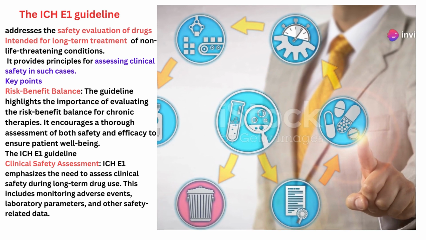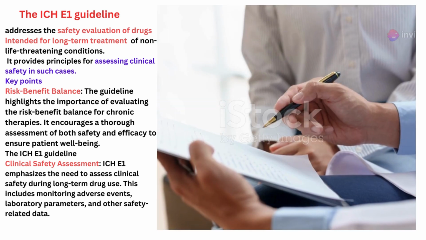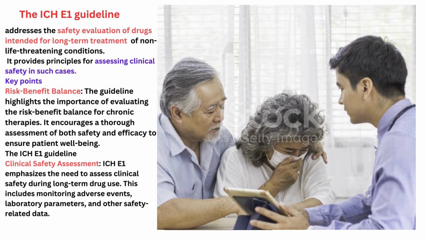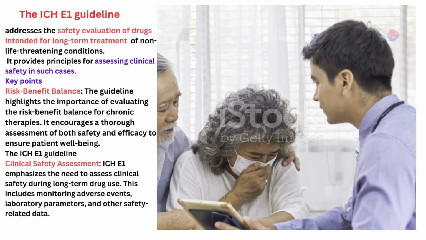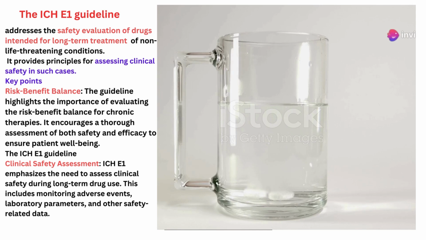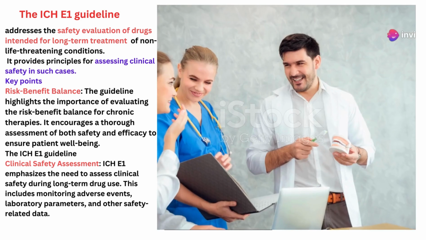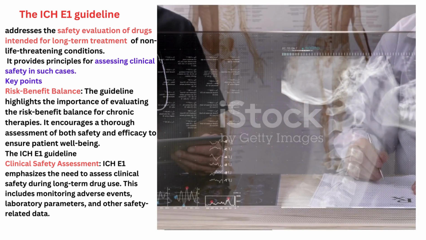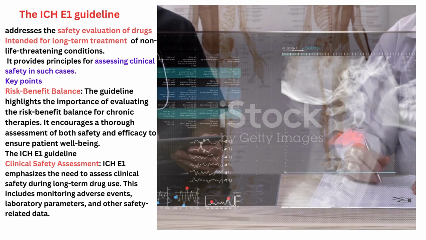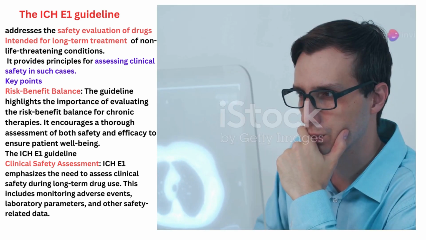The ICH E1 guidelines mainly focus on the safety evaluation of drugs which are meant for longer term treatment. They also provide the basic principles for assessing clinical safety trials in such cases. The key point of these guidelines is the risk benefit balance.